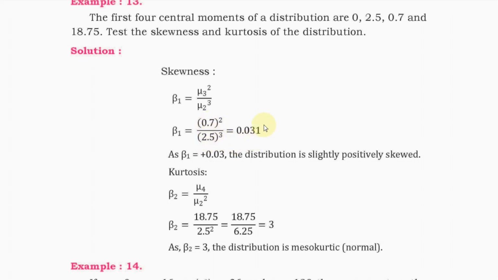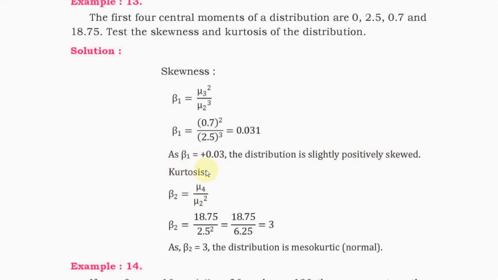So if you solve it, you will get the answer 0.31. Okay, so here the distribution skewness value is 0.031, which is a positive number. Hence, the distribution is slightly positively skewed. So this distribution for which they have given these moments is a positively skewed distribution.